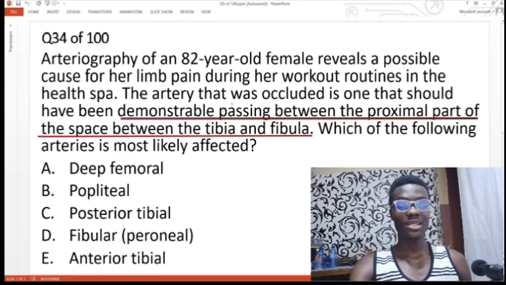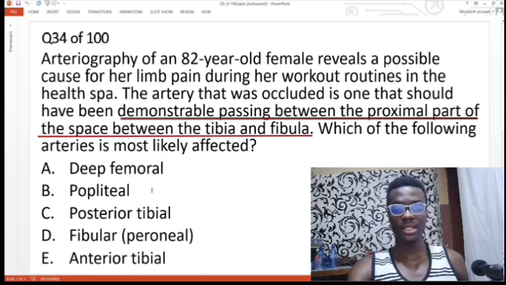The question is practically asking us which of these arteries passes through the proximal part of the space between the tibia and the fibula. Since this is about the leg, we can easily rule out some options. The deep femoral artery is an artery of the thigh, and I think that's the only artery that supplies the thigh. Yes, option A is out. So we are left with options B, C, D, and E.